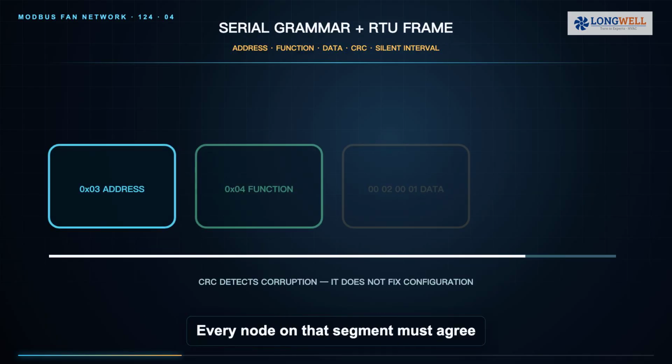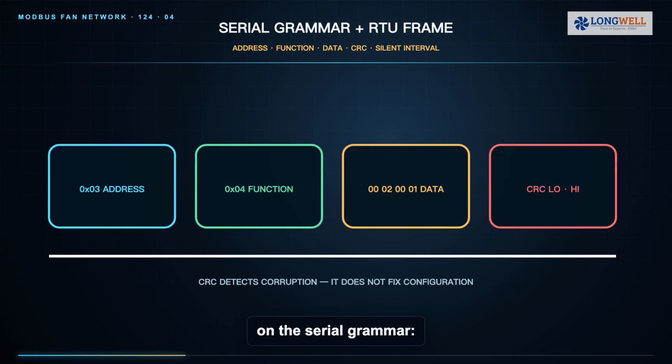Every node on that segment must agree on the serial grammar: baud rate, data bits, parity, and stop bits. A single mismatch makes a healthy electrical signal look like nonsense. Modbus RTU then frames each message with an address, a function, data, and a CRC error check. The silent interval between frames also matters. Think of the CRC as a seal on the envelope. It detects corruption, but it cannot repair wrong wiring, wrong timing, or a wrong register.